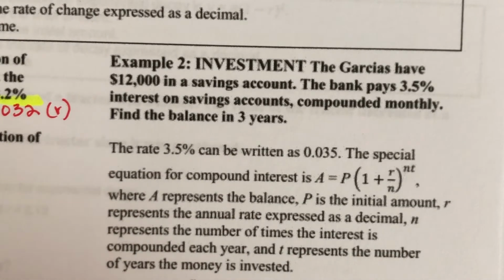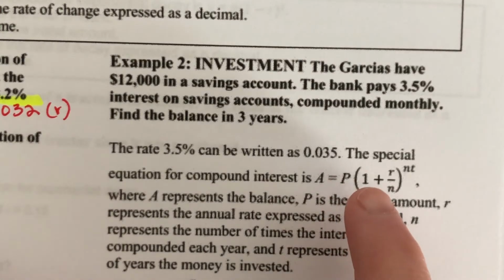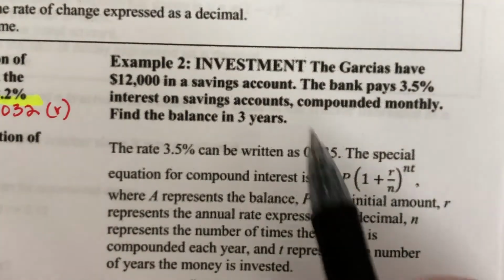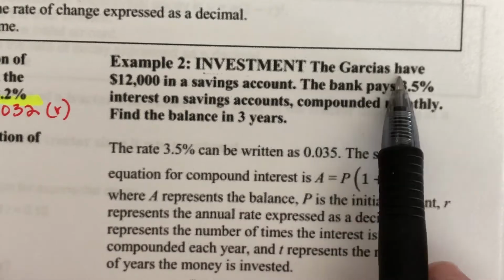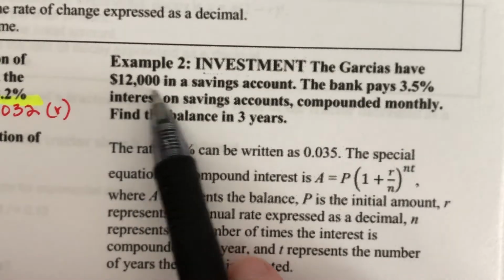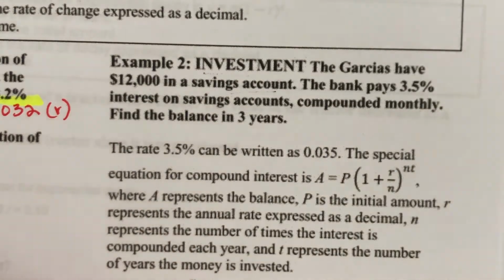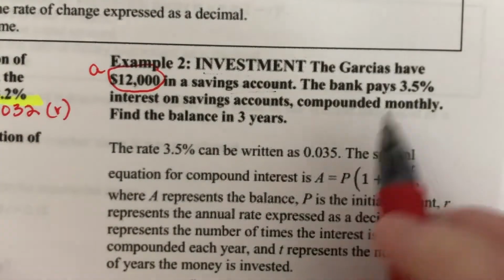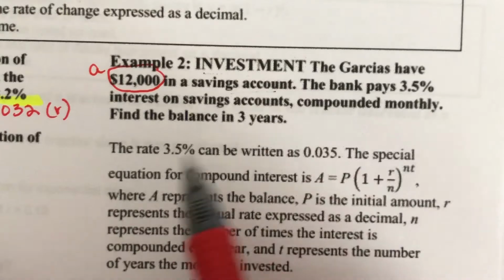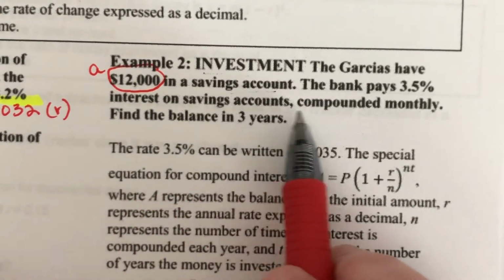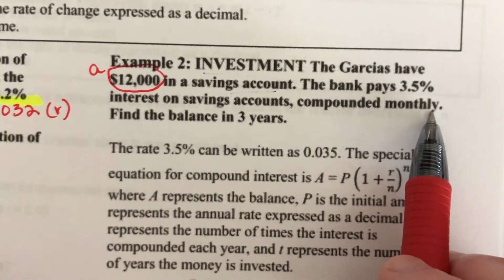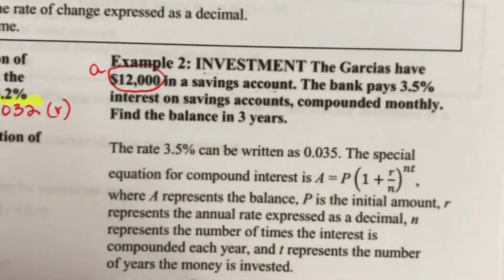On the other side here, we're taking that same formula, going up to the top where they give you an example and show you how to solve it, but we're tweaking it a little bit. So this is an investment. The Garcias have $12,000 in a savings account, so that's their initial amount. The bank pays 3.5% interest on the savings account, compounded monthly. Wait, what? Compounded monthly. What the heck does that mean?